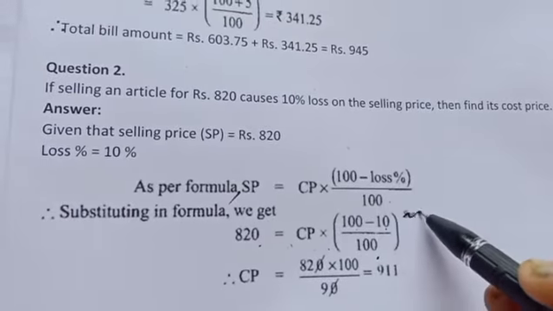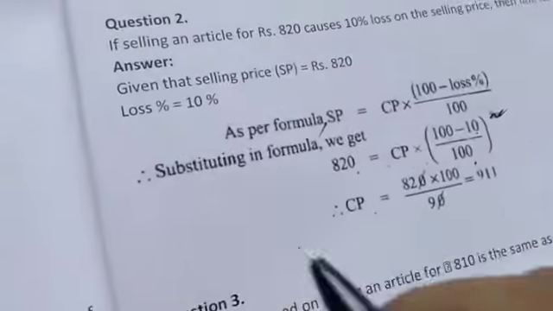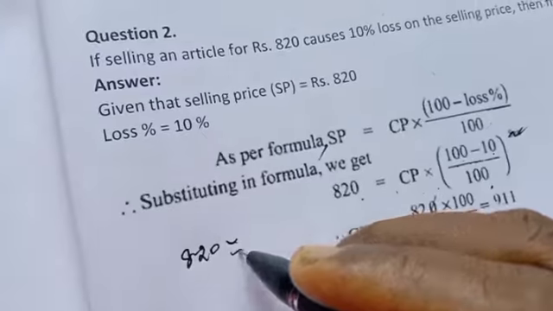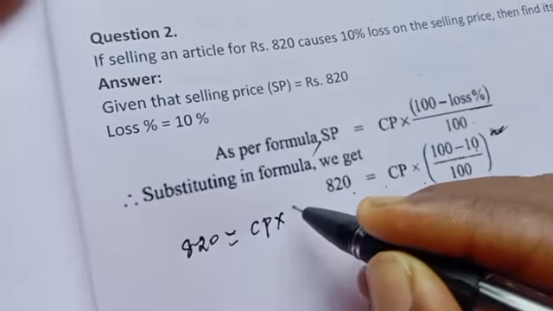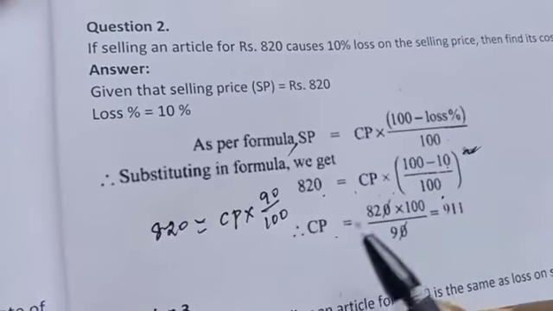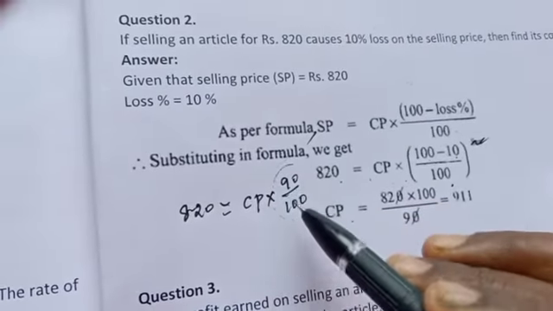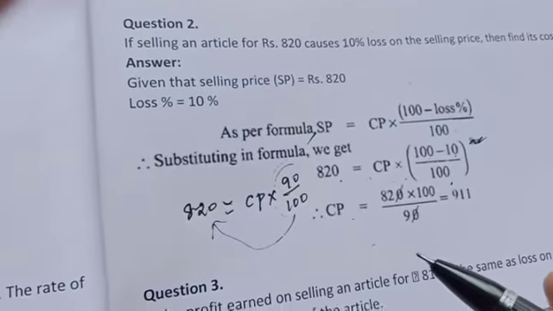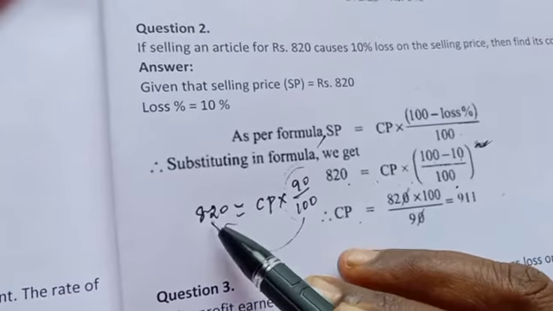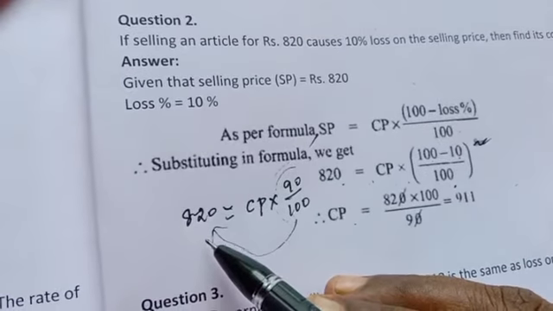Now CP is equal to, you have to transpose this side. So 820 is equal to CP into 90 by 100. Yes, 100 minus 10 is 90. So you have to find CP, so the remaining thing you have to transpose to this side. This 90 by 100 you have to transpose to the left hand side, so the numerator and denominator values change. CP is equal to 820 into 100 by 90.